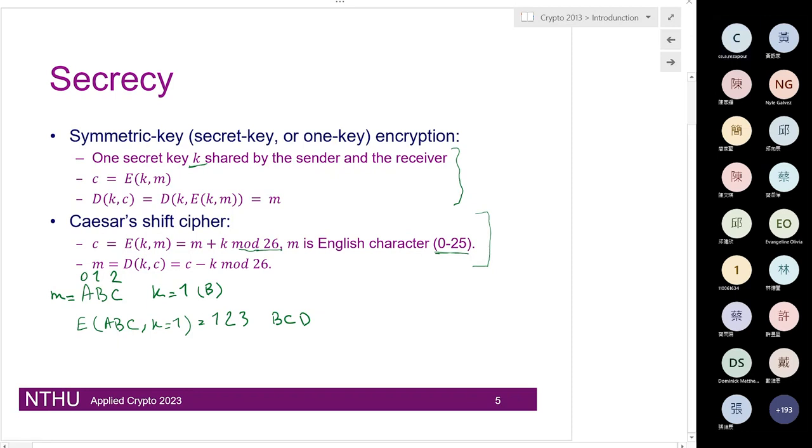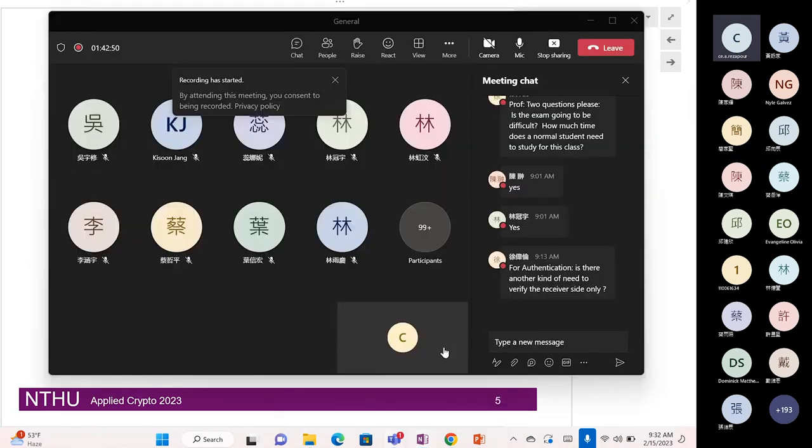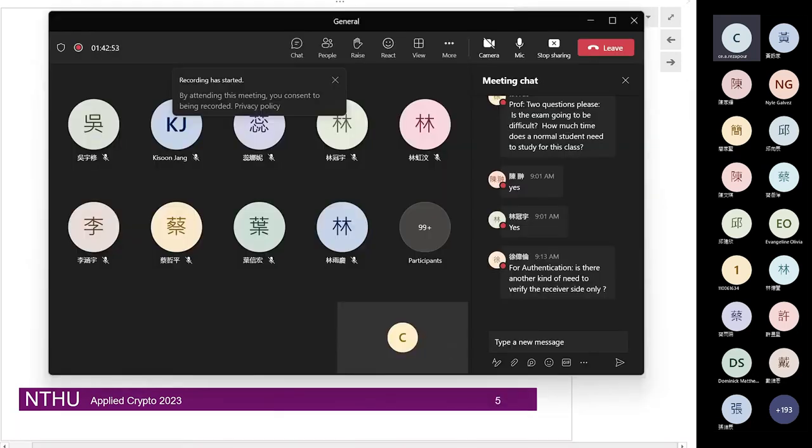And suppose that both sender and receiver knew the key K. So maybe both of them know that the key is 1 here, or the key is 10. And then when one party encrypts the message, the other party would decrypt it. But there are a lot of problems with this crypto system. Anyone want to bet what you think is a problem with this crypto system? Do you think this crypto system is safe?